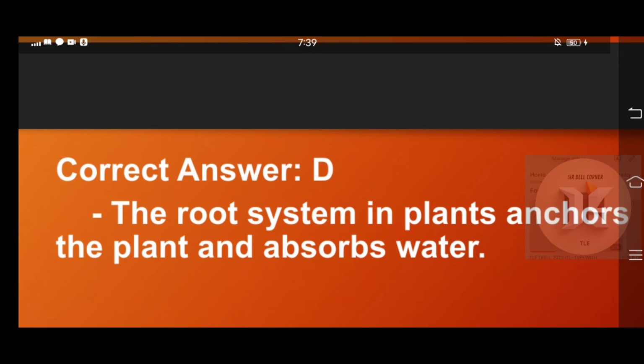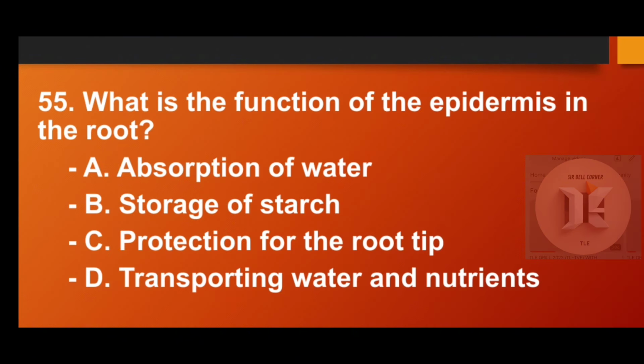Correct answer. D. The root system in plants anchors the plant and absorbs water. 55. What is the function of the epidermis in the root? A. Absorption of water. B. Storage of starch. C. Protection for the root tip. D. Transporting water and nutrients.